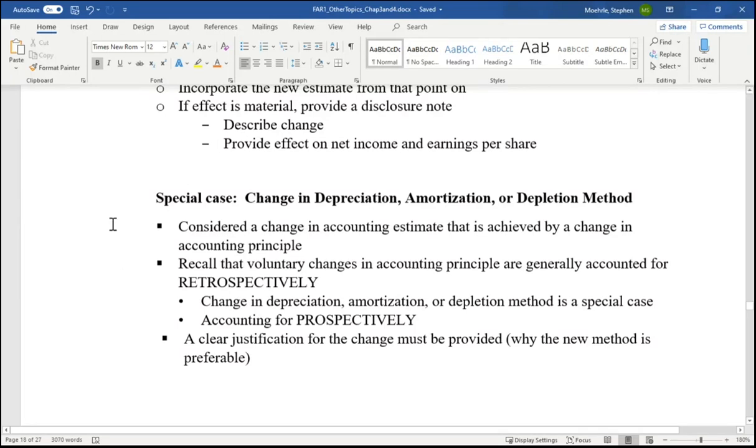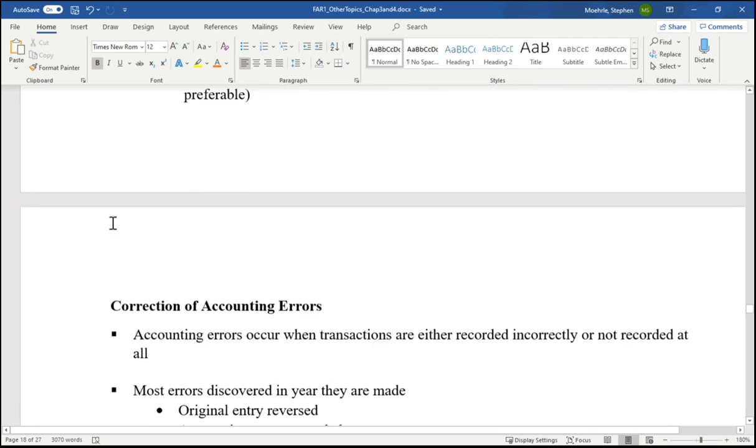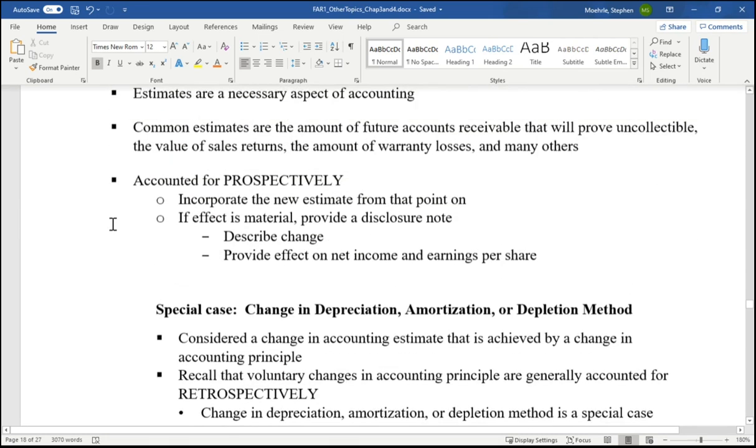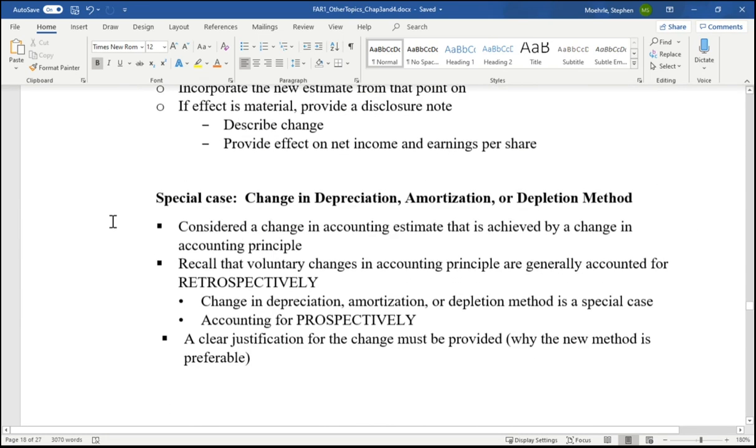And that's change in accounting estimate. The third change is change in reporting entity. There, it's a completely new entity, so the changes will be very vast.